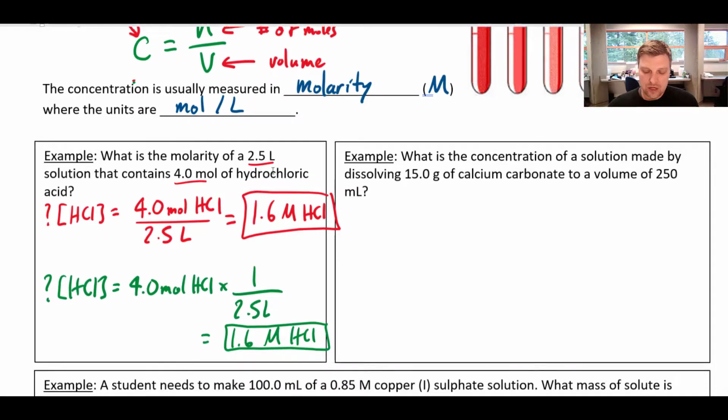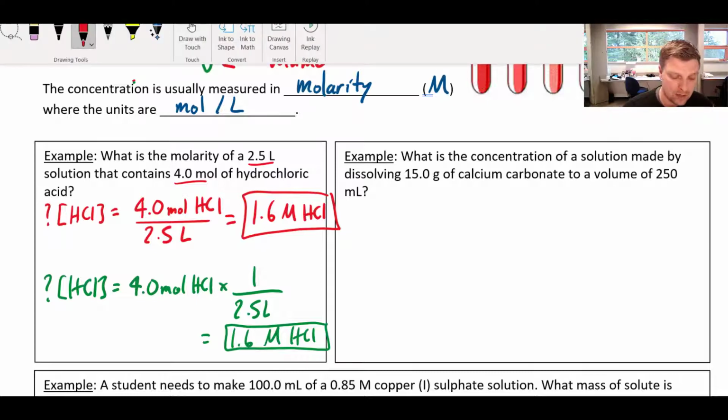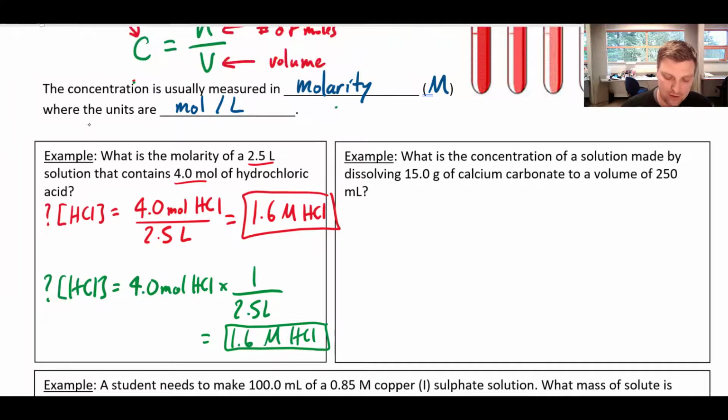So what is the concentration of a solution made by dissolving 15.0 grams of calcium carbonate to a volume of 250 milliliters? Okay, so I'm trying to figure out what is the concentration of a solution made by dissolving calcium carbonate. So the concentration of calcium carbonate, and calcium carbonate is CaCO3. So what is the concentration of that if I dissolve 15.0 grams into 250 milliliters? Well, I'm going to start here with 15.0 grams of CaCO3.